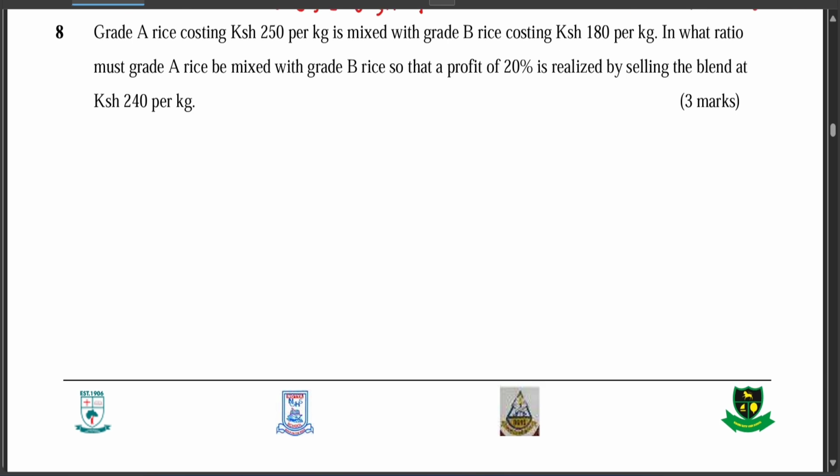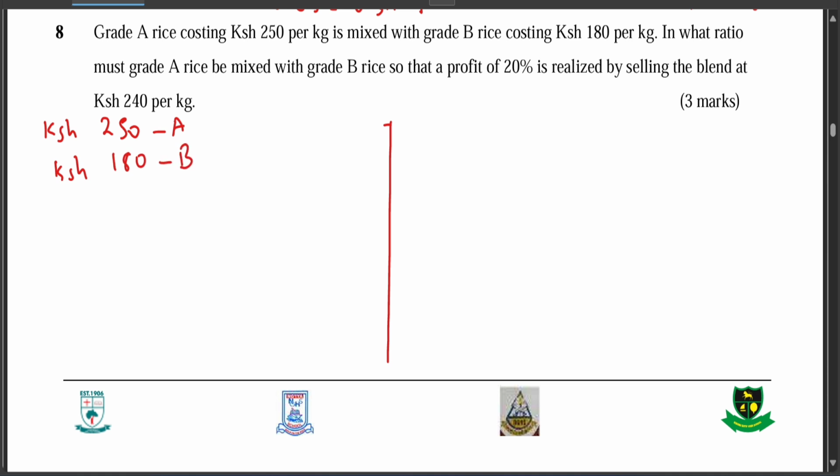Question A. Grade A rice costing 250 shillings per kg is mixed with grade B rice costing 180 shillings per kg. In what ratio must grade A rice be mixed with grade B rice so that a profit of 20% is realized by selling the blend at 240 shillings per kg? Okay up to there, simple question. So grade A rice costs 250 shillings per kg. This is grade A. Grade B costs 180 shillings.